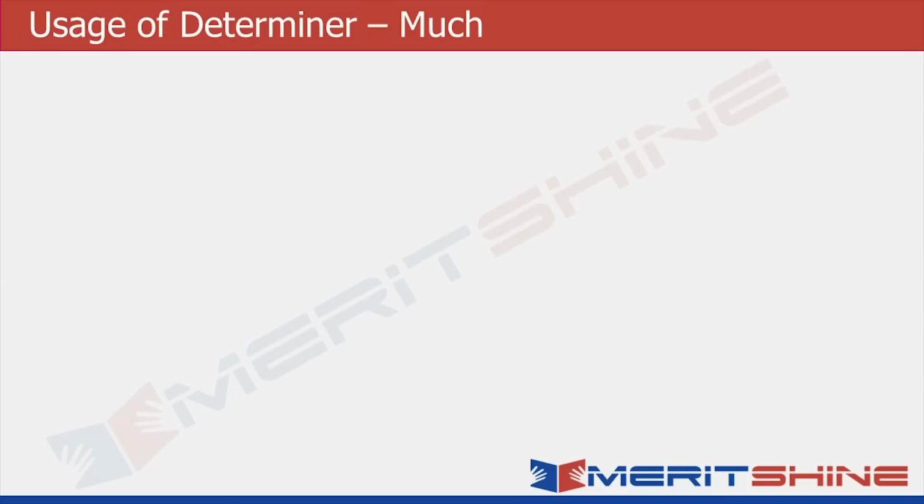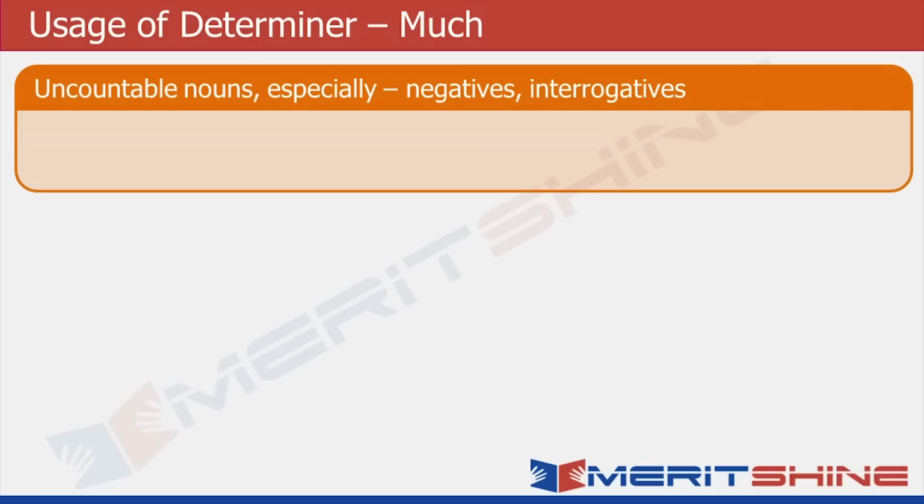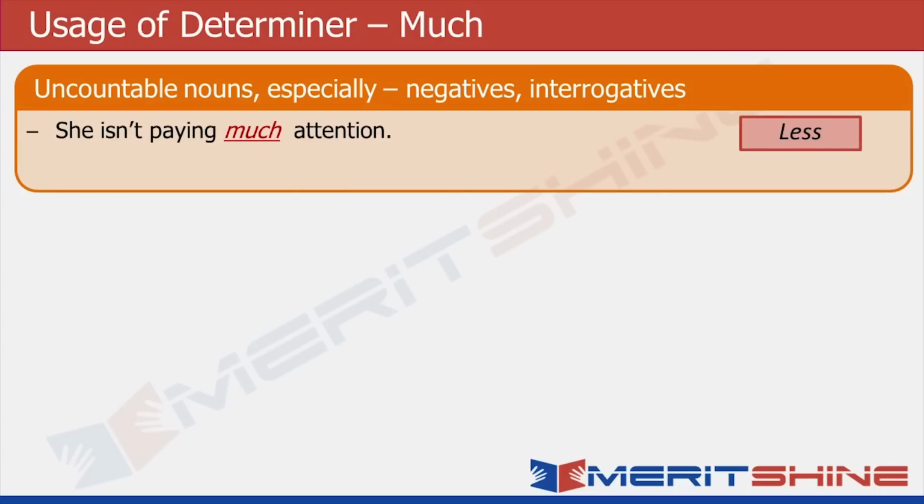The second quantifier we shall discuss is much. Much also denotes the quantity of a noun, but in contrast to many, it is used only for uncountable nouns. It is used in negative and interrogative sentences such as she isn't paying much attention. How much experience have you had?